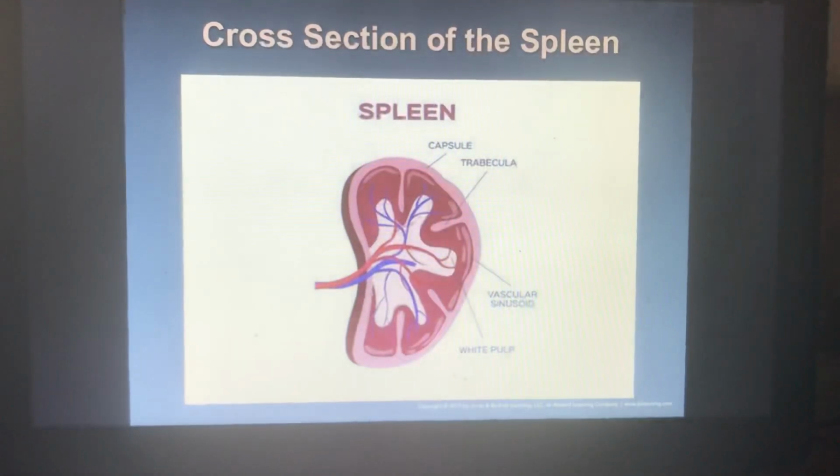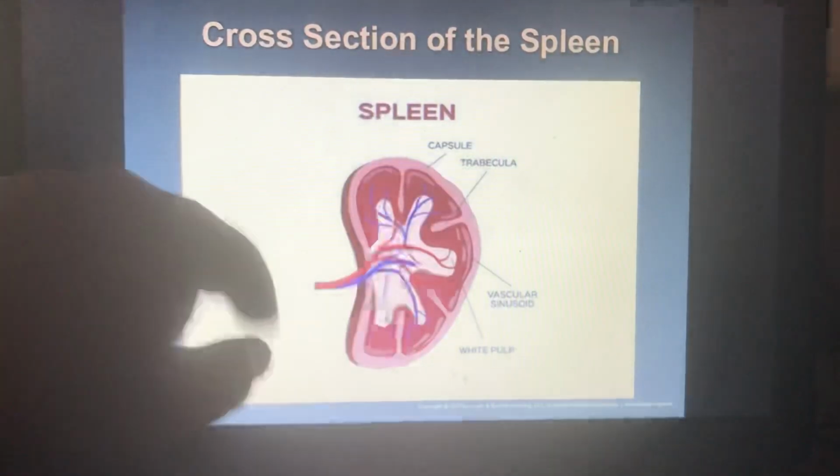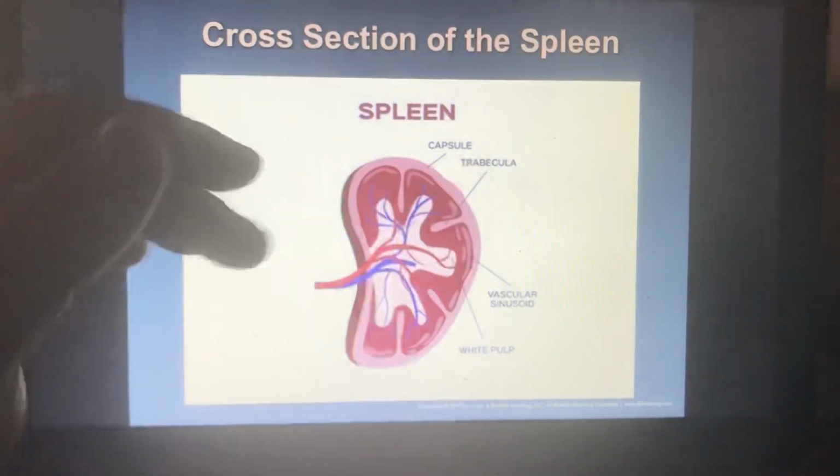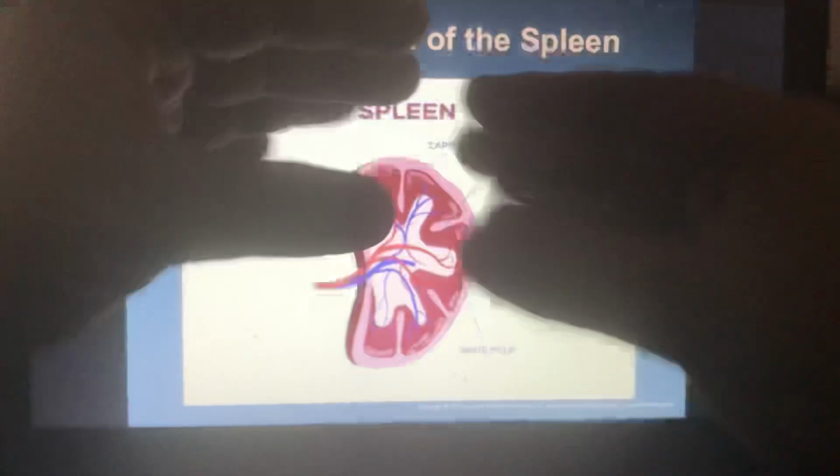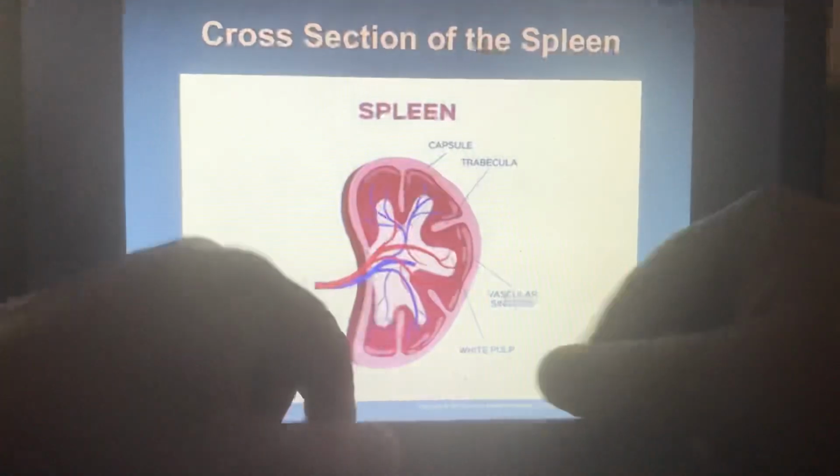This is kind of like a crosscut of the spleen. What they have is a capsule, which is the actual outside of it. You have these trabeculae that help give it the structure because, like I said, it's pulpy, it's mushy. So that just gives it some sort of form.